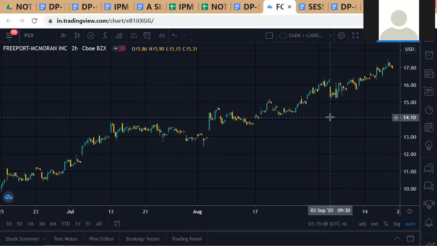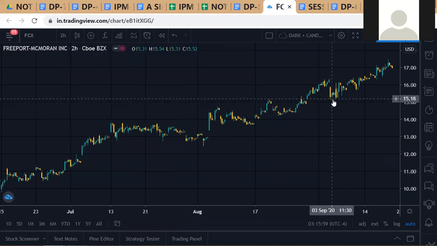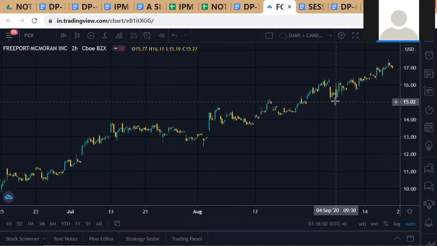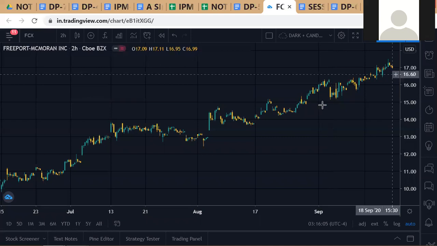So he will place a sell stop order at 15.14, just below 15. That means as soon as the market trades to 15.14, the system will sell out his long position. That's what he's doing.